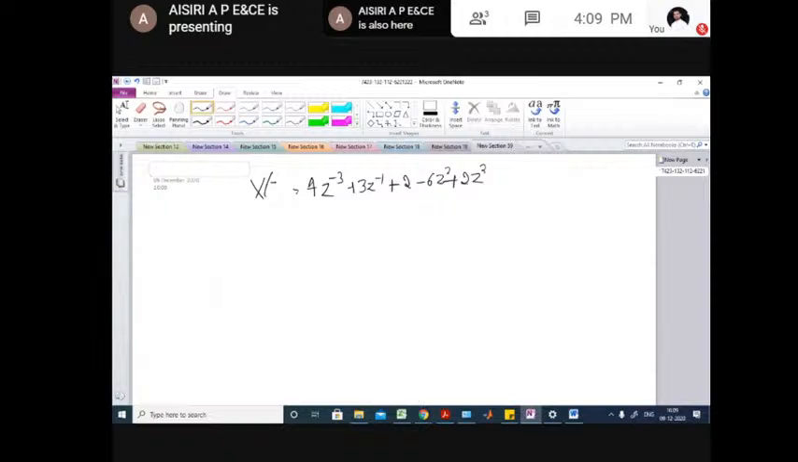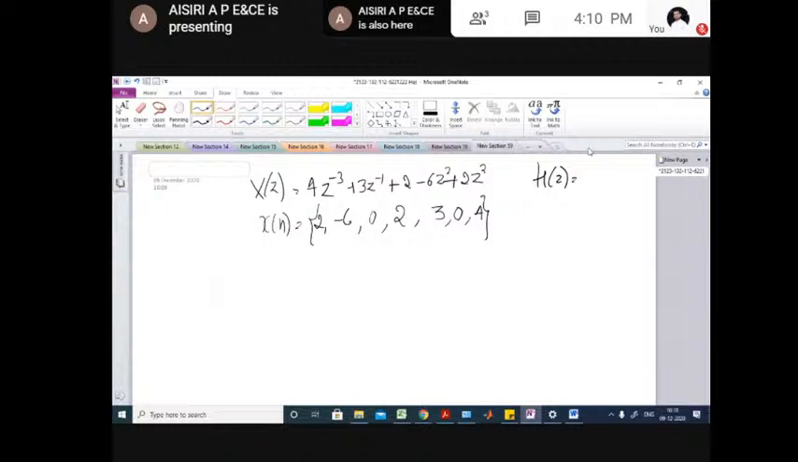So, this is x of z. By this, I'll be able to get x of n, which is the starting sequence 2, and then 3, and then 0, and then 4, and here you have 0, and then you have minus 6, and then you have 2. Similarly, we have h of z.